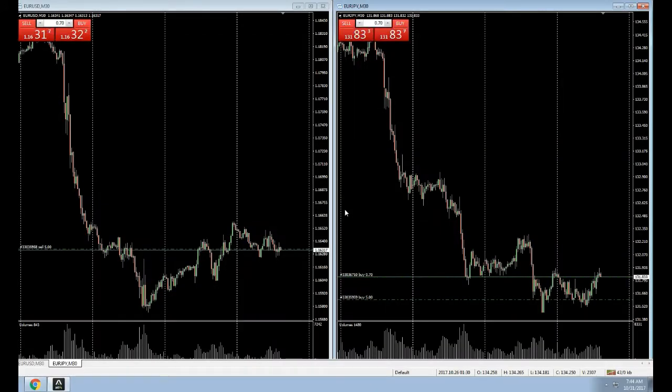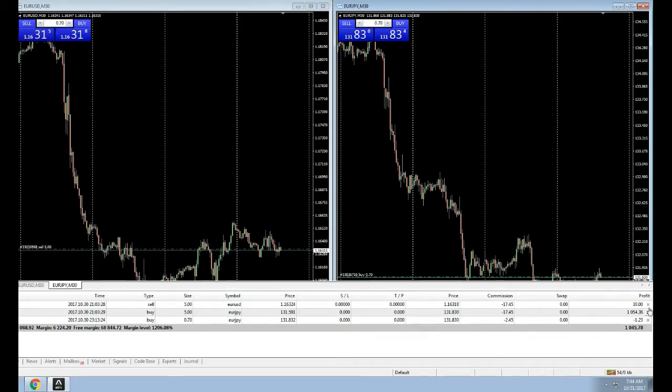Hey, trader. Keeping in the theme of doing some correlation trades, there's a trade that I'm just about to take off right now, and it's kind of funny because yesterday I was doing the opposite. I was long euro and short euro yen or euro franc, and last night I was short euro and long euro yen. And I'm just going to take this trade off right here with $1,000 profit.